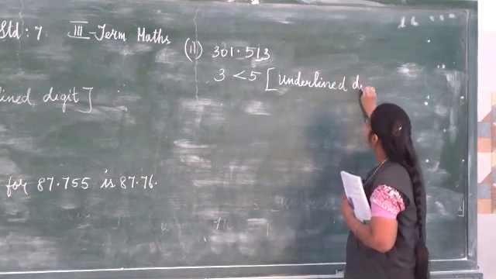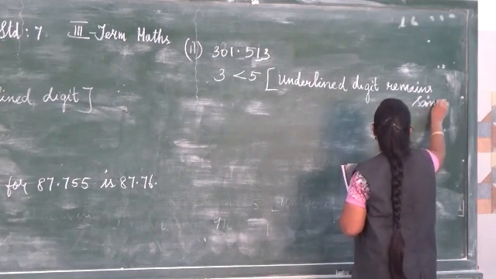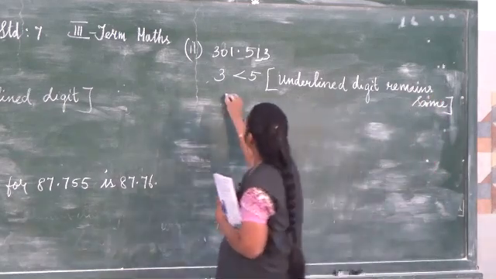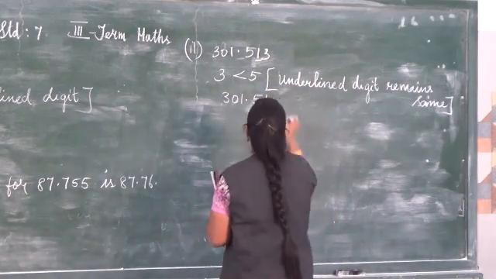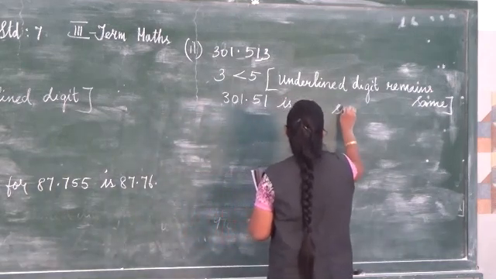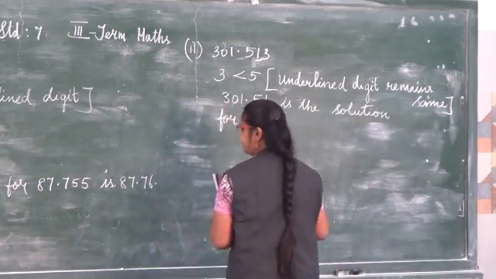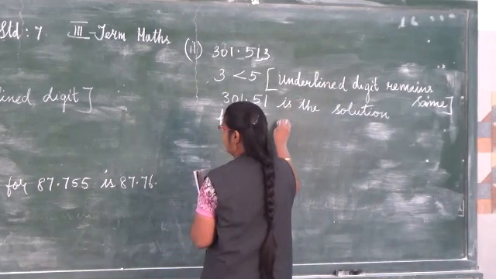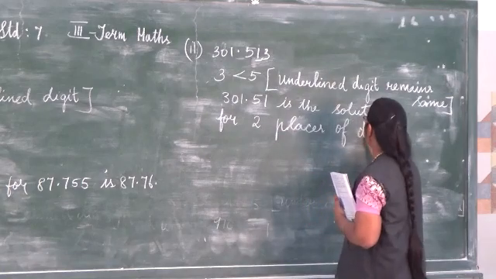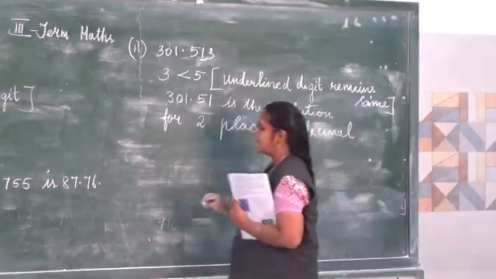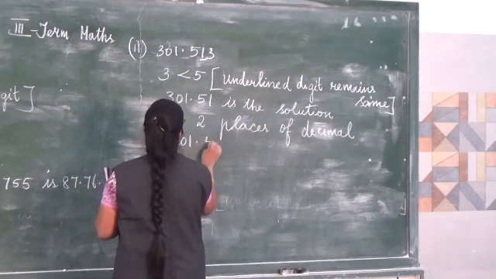The underlined digit remains the same. So 301.51 is the solution for 2 places of decimal of the number 301.513.